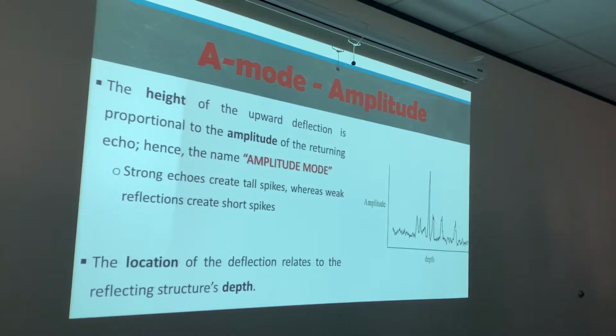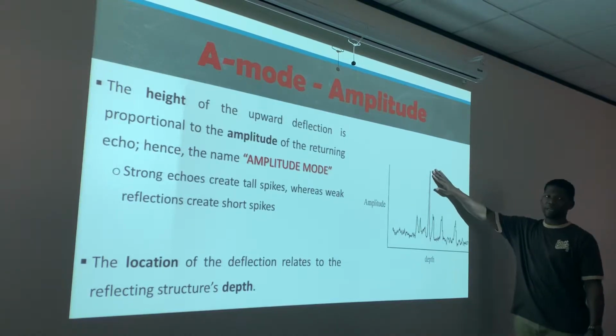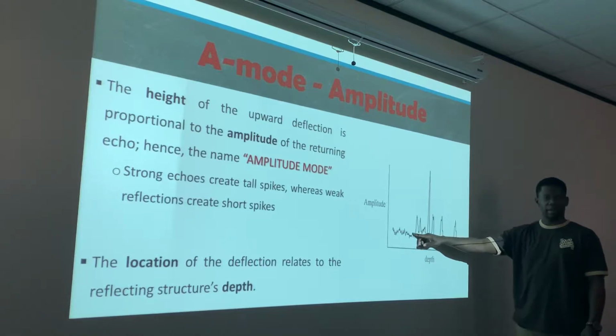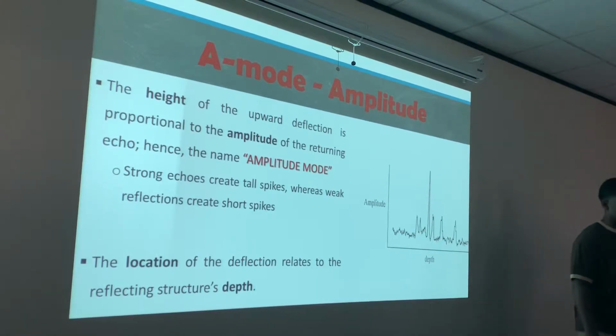The height of the upward reflection, of course, represents amplitude. Hence the name amplitude mode. Strong echoes create tall spikes, whereas weak echoes create short spikes. So this spike right here would be a strong echo compared to this spike right here, which would be considered a weak echo reflection.